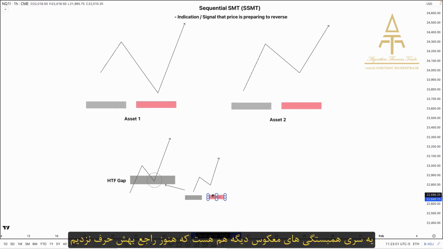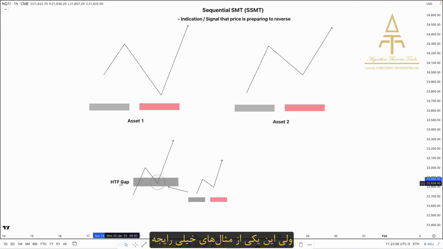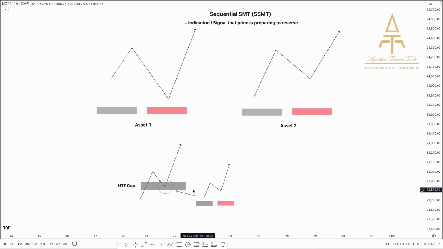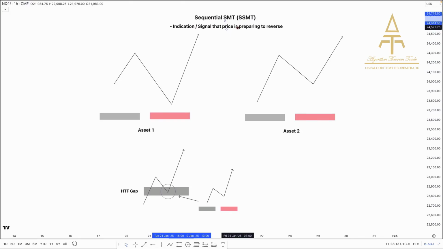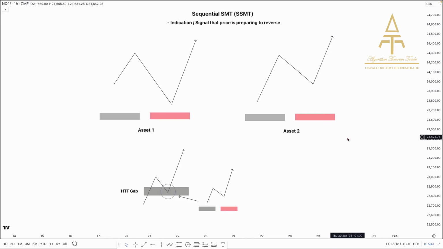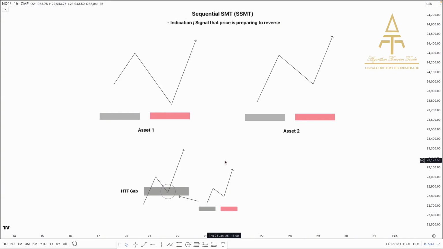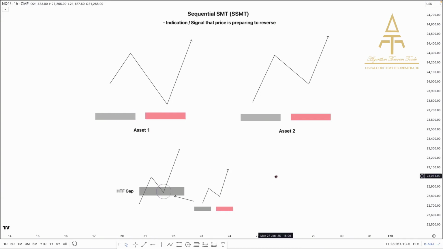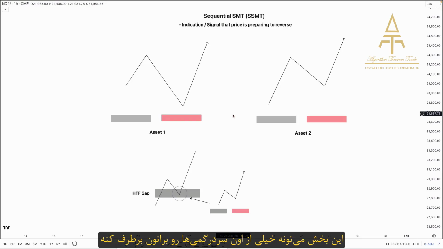Now there are other cracks and correlations I'm yet to discuss. This is one of the most typical examples, so this is something that you should be looking for. I really hope this makes sense for you and it's starting to click. And it's also why your regular SMTs may not work, and that's because they are not sequential. So if you're new to quarterly theory and you're having difficulties with using the right SMT, this should really clear a lot of the noise up for you.